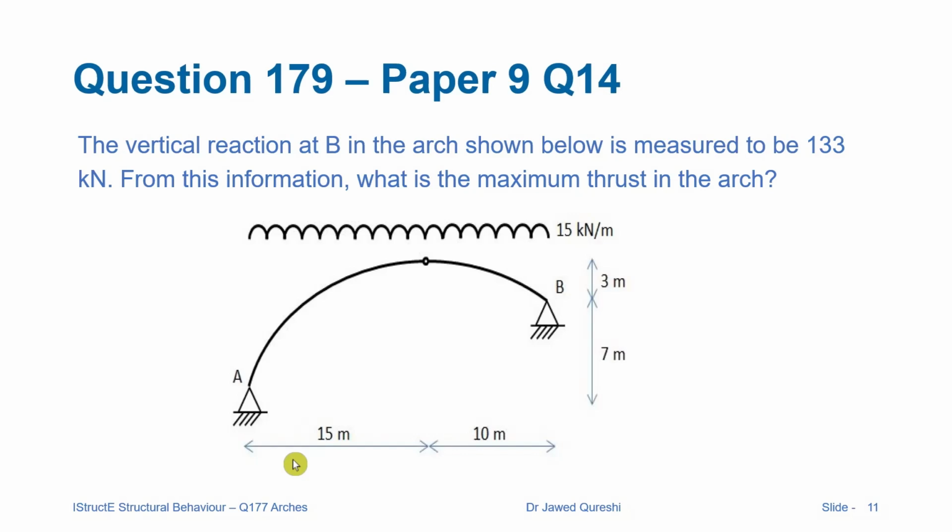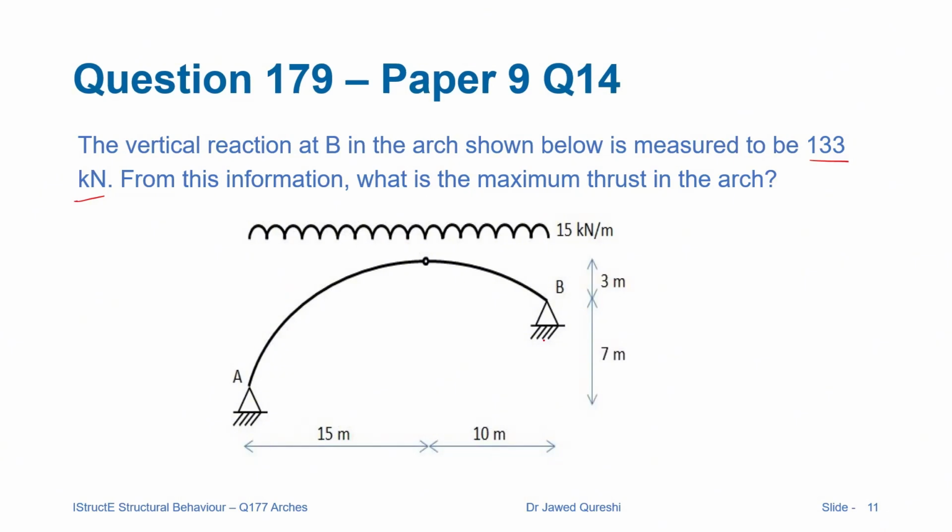In this question, we have to find out the maximum thrust in this arch. The vertical reaction at B is known, which is 133 kilonewton here, and because the supports are not at the same level, if you wanted to find out the reaction using equilibrium equations, it would involve simultaneous equations and be tedious. I think that's the reason the vertical reaction at B is given in this question.